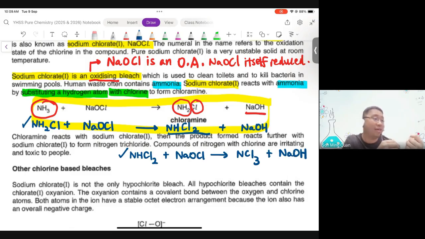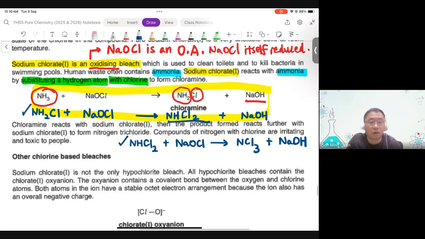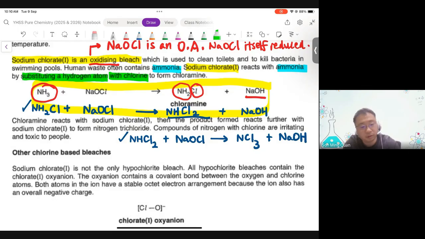Right? Oh, yes. That's the next B part 2, 3 marks. So just by analyzing like that, I've gotten 4 marks, which is why you need to get to this level. All right? 4 marks out of 12 is non-trivial. That means you already got most of it already. Okay? Now we go on to read. So of course, chloramine reacts with sodium chlorate 1, then it reacts further to form nitrogen trichloride. We have already gotten this, okay?